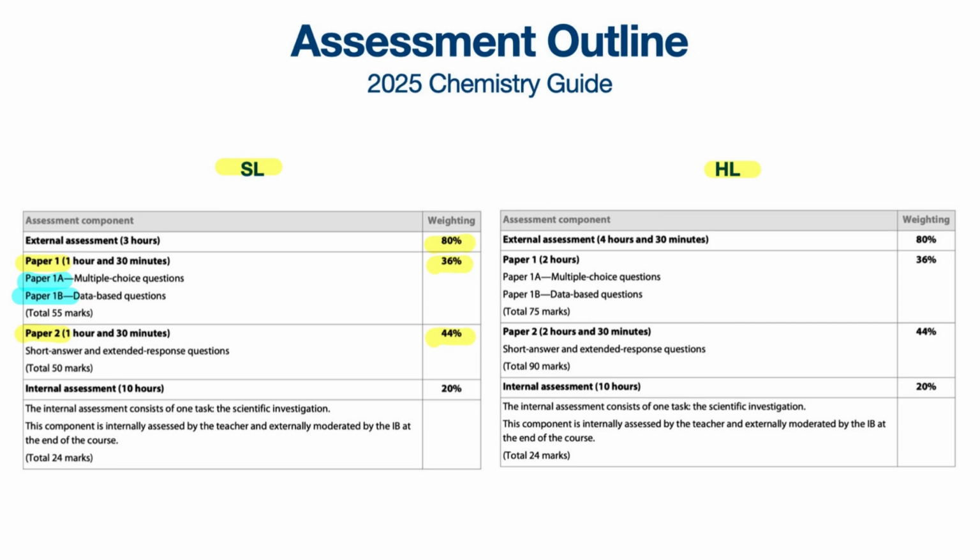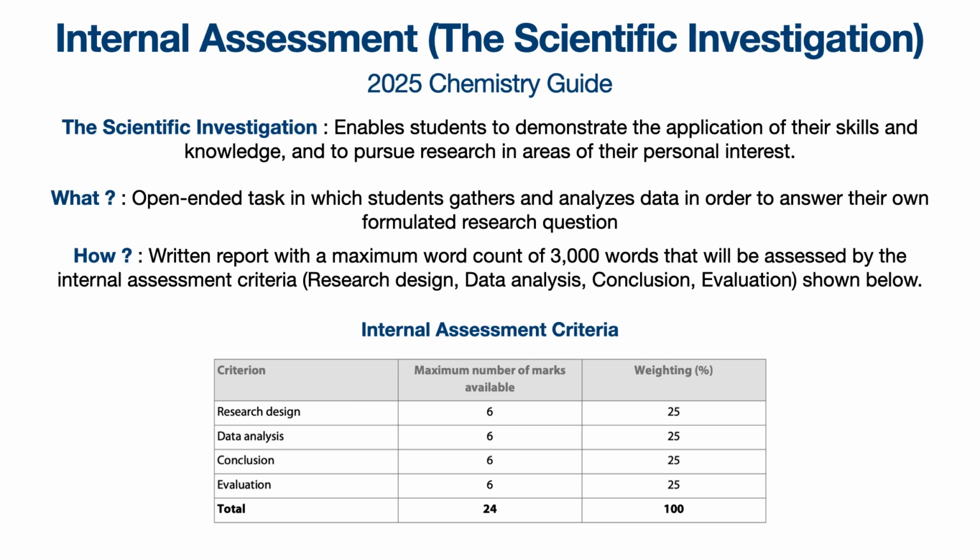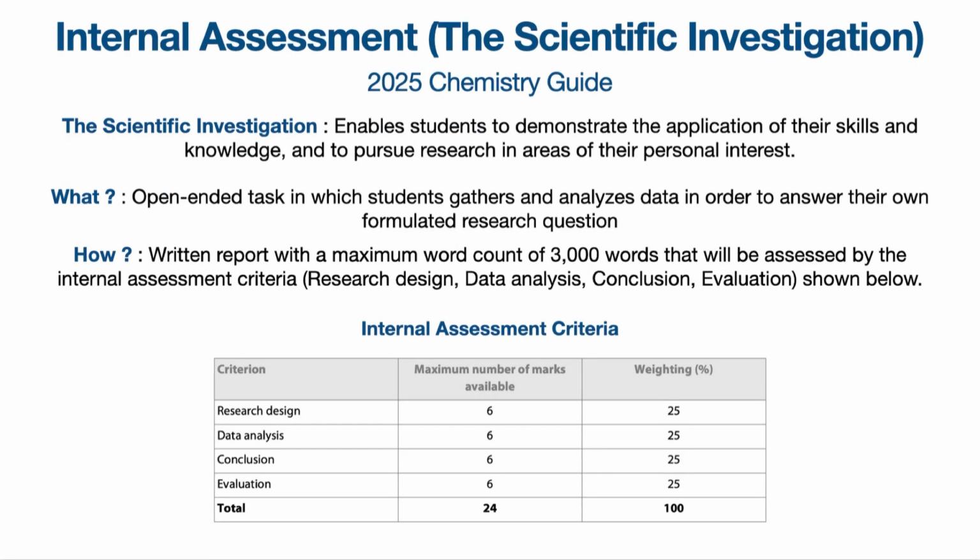Now let's look at the internal assessment. Both SL and HL students will be participating in the internal assessment, which makes up 20% of their entire grade. The internal assessment is now called the scientific investigation. IB refers to the scientific investigation as an open-ended task that requires students to formulate their own research question and gather and analyze data to find answers to their own research question. So, the scientific investigation is similar to a research paper with a maximum overall word count of 3,000 words.